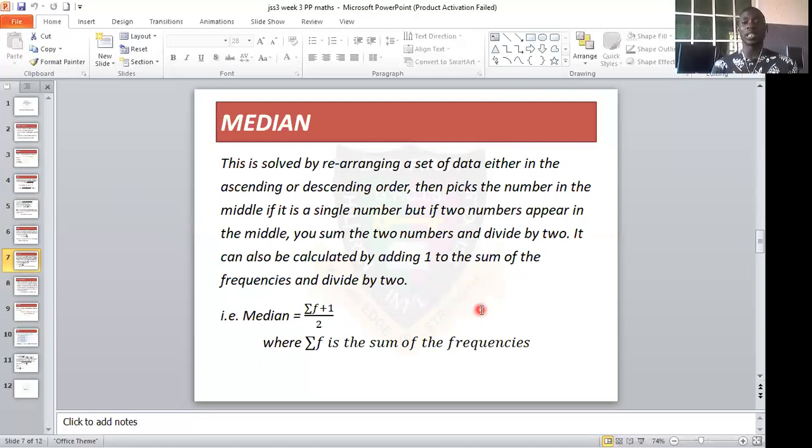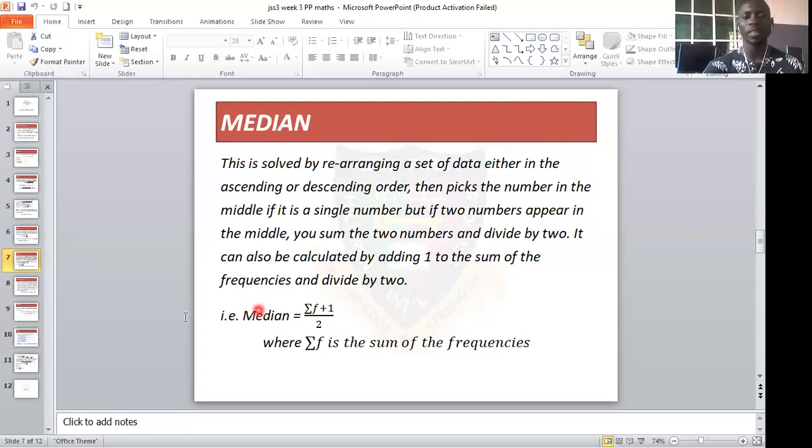In the mean, this is the summation of the product of the frequency and the score divided by the summation of the frequency. So in this case, when you have your frequency, the summation of the frequency plus 1 divided by 2 will give you the median. Summation, that is the sum of all the frequency. You add all the frequencies together. You add 1 over 2 will give you the median, in the case when frequency is applied. And you're not just given an ordinary set of data, unlike the previous example. In this case, you are given a frequency to a set of data. So you have to sum all the data frequency together, add 1 and divide by 2 will give you the median.